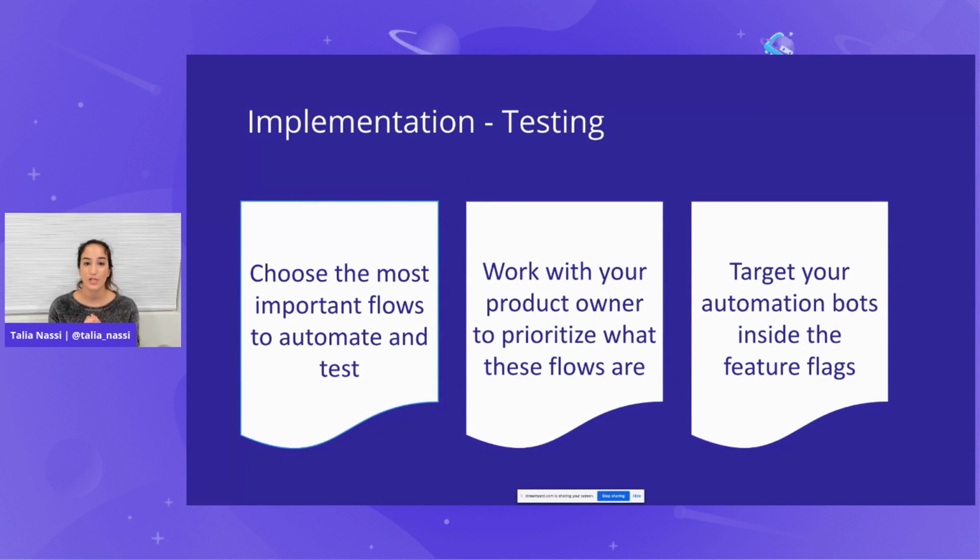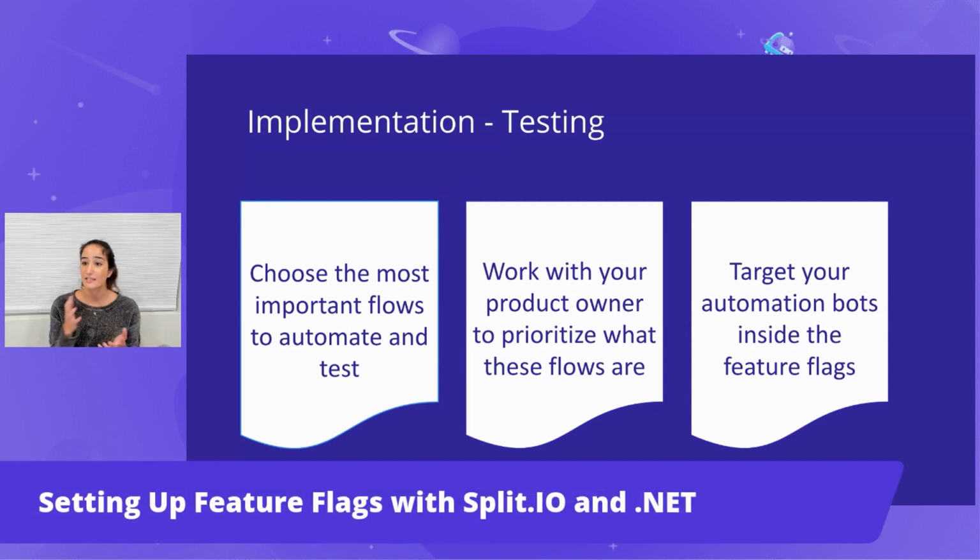And then when we're talking about testing, it's a good idea to work with your product owner to prioritize what the most important flows are, what are the most important aspects to test from a business perspective, and then use your automation users and target those automation bots inside of those feature flags.